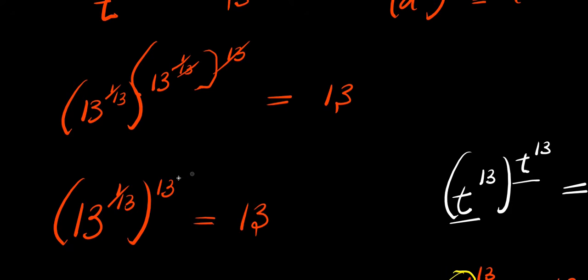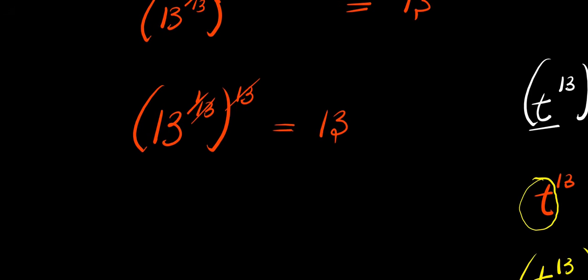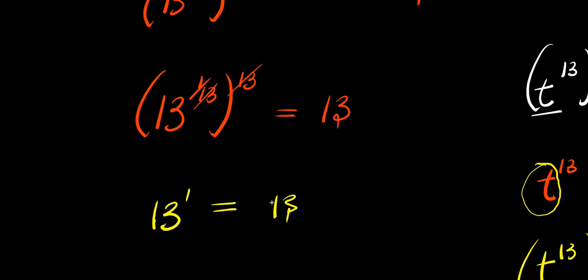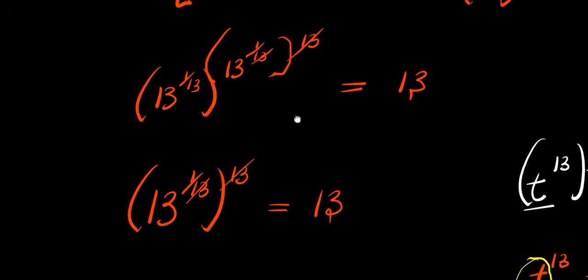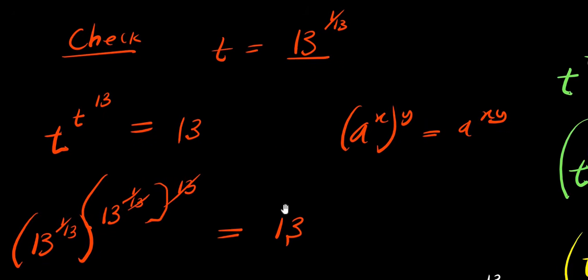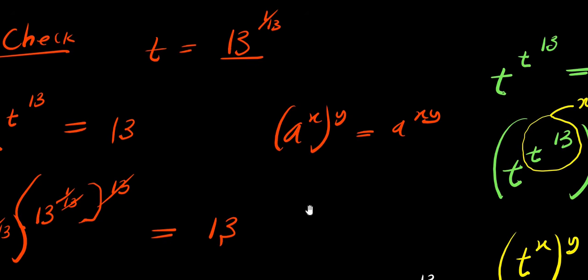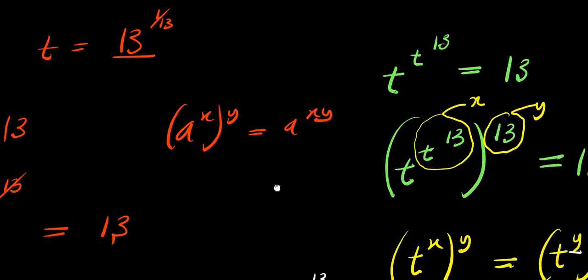Now going by the same identity, this cancels this because 13 times 1 is 13, divided by 13, that is 1. So at the end, you are simply going to have 13^1 equals 13. And that will give you 13 equals 13. So guys, we have tested our solution and it is actually very correct. So that is it, and this is how you can solve this exponential problem step by step.